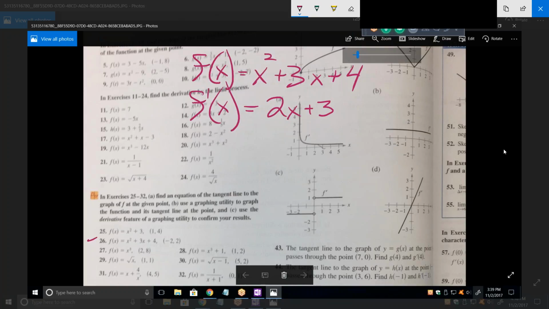Okay. Now remember, my first goal is to figure out slope. So I've got to figure out the slope at our point. Well, there's our point, -2 comma 2. So let's figure out what the slope is at the x value. What is it? At -2 it would be -1, yeah.